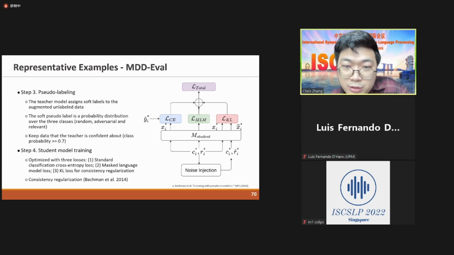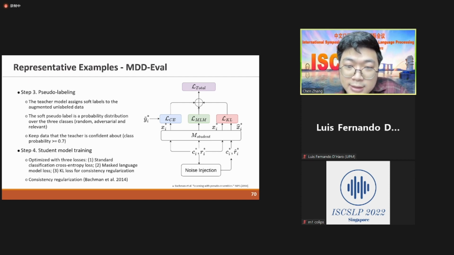So step 3 is actually the quality check step. Sorry, it's a pseudo-labeling step. So we use the teacher model to assign soft labels to the augmented unlabeled data obtained in step 2. The soft label is a probability distribution over the 3 classes: random, adversarial, and relevant. Then we adopt a quality check step, where we keep the data that the teacher is most confident about.